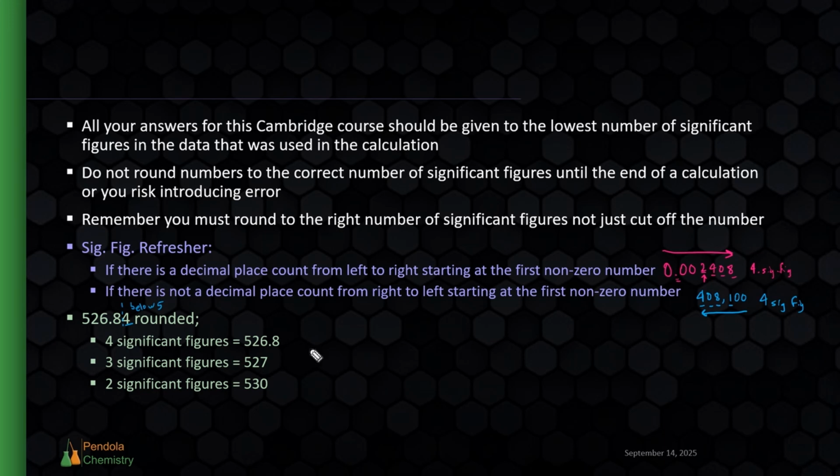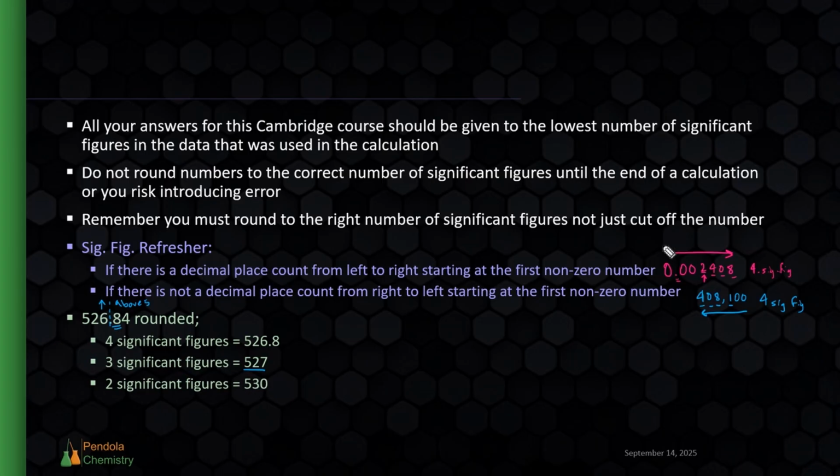So that number stays 526.8. Now, if we're rounding to, let's say, 3 significant figures, again, we're going to go from left to right, find that third, so 1, 2, 3 at the 6, that's 3 sig figs. And then we look at the next number, which is 8, so this is above 5. So we need to grab this 6 and round it up to a 7, to 527.